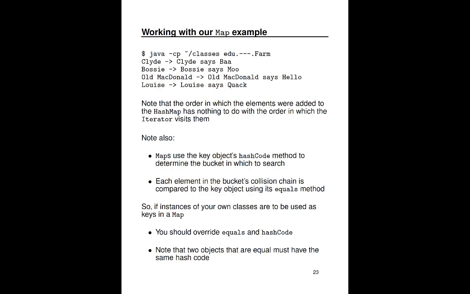When we run this class, here's what we get. We get Clyde, Bossy, Old MacDonald, and Louise all printed out. There's some interesting things to note here. With HashMaps, the order in which elements are iterated over has nothing to do with the order in which they were added to the map. Again, HashMaps don't maintain anything about the order of the key-value pairs.